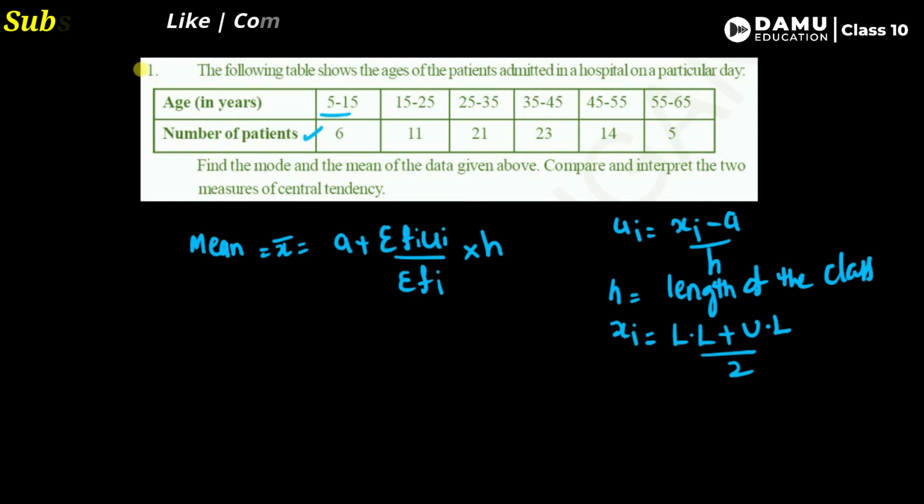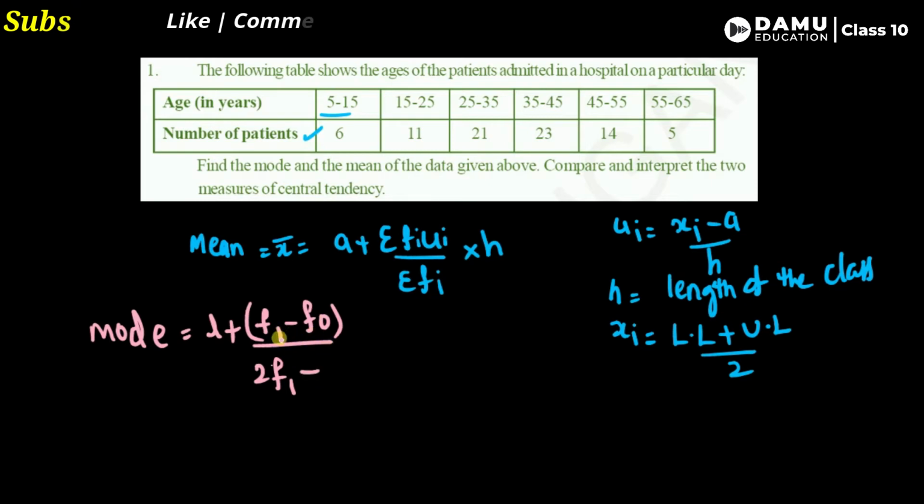Then what is the formula of mode? Mode is equal to L plus f1 minus f0, divided by 2f1 minus f0 minus f2, into h. h is common everywhere. If you observe, this is the formula for both mean and mode.